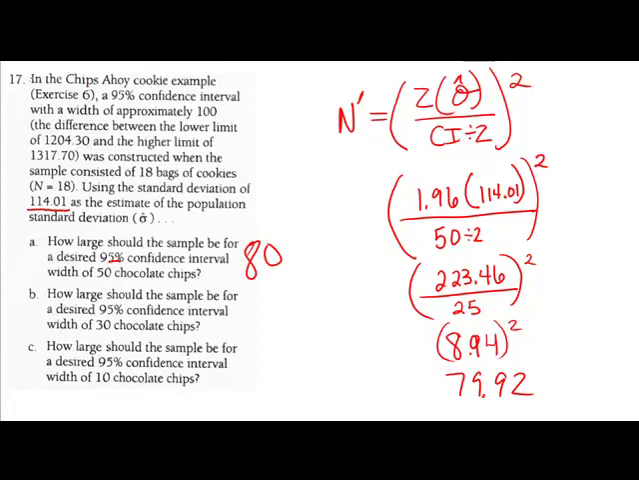So we need to break open 80 bags of Chips Ahoy chips if we want to know what the population mean is with a range of 50 chips. And that's all that is. Okay?